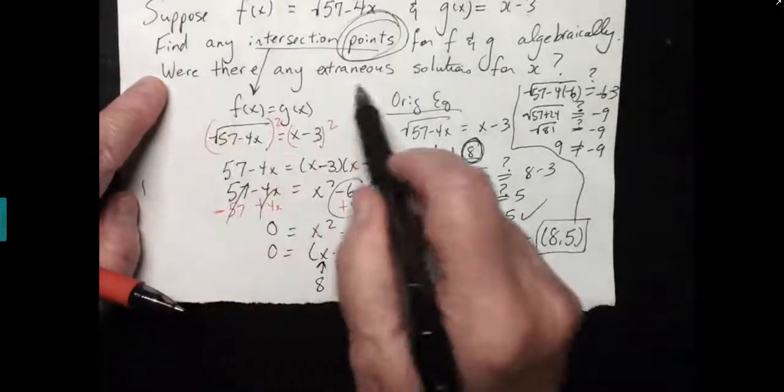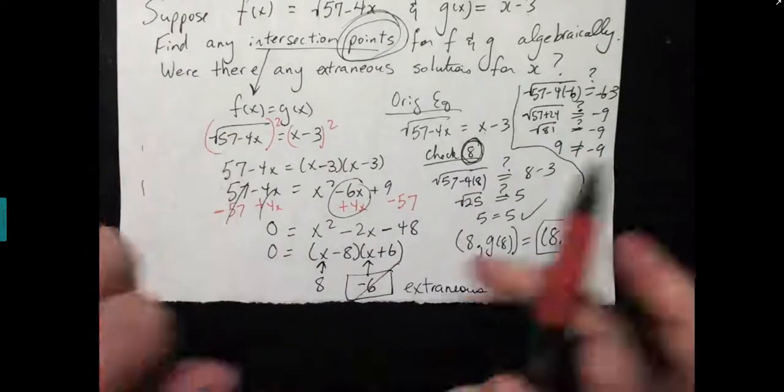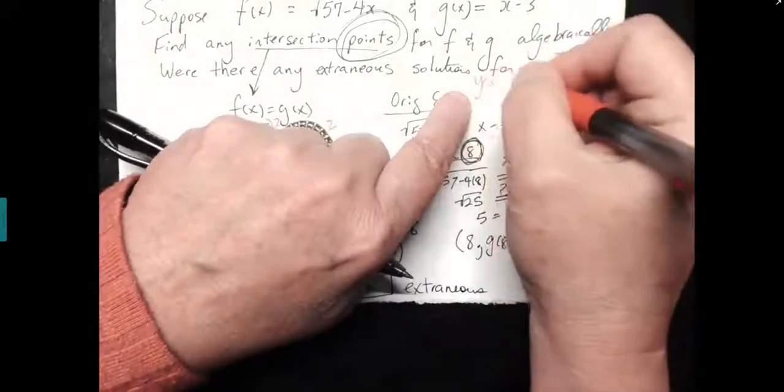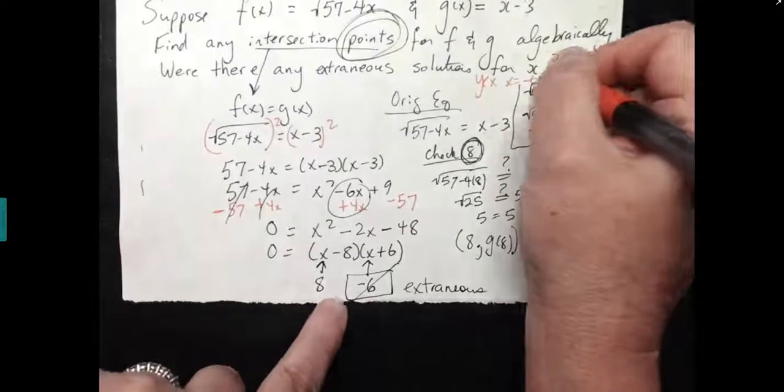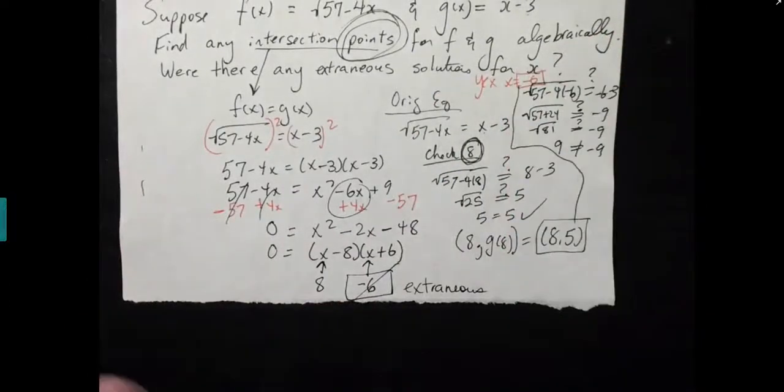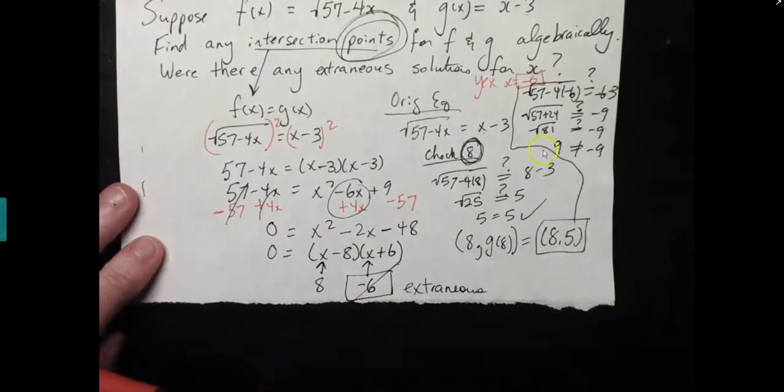So this question, were there any extraneous solutions for x? Yes. x is equal to negative 6 was an extraneous solution. And that ends the video.